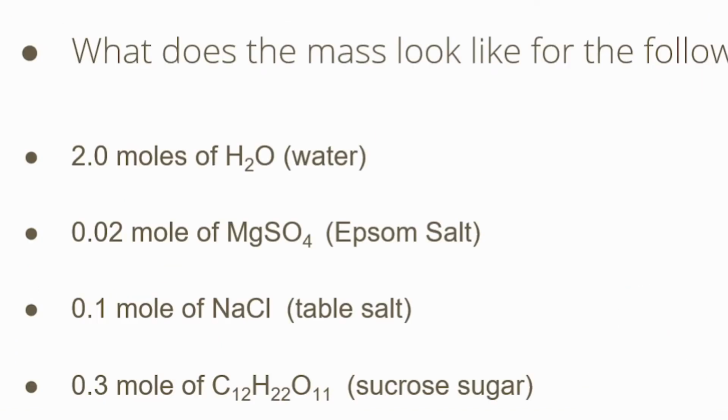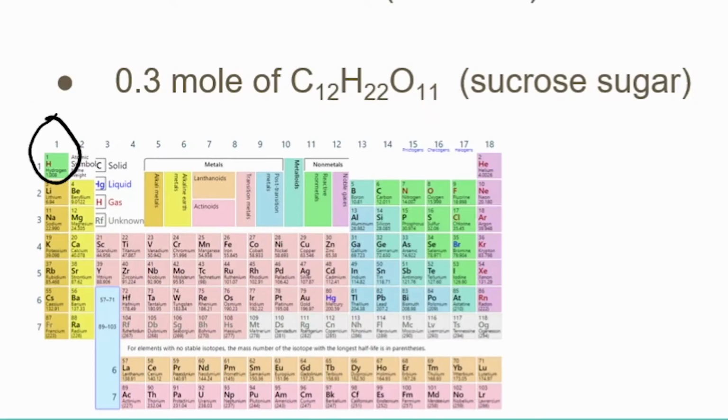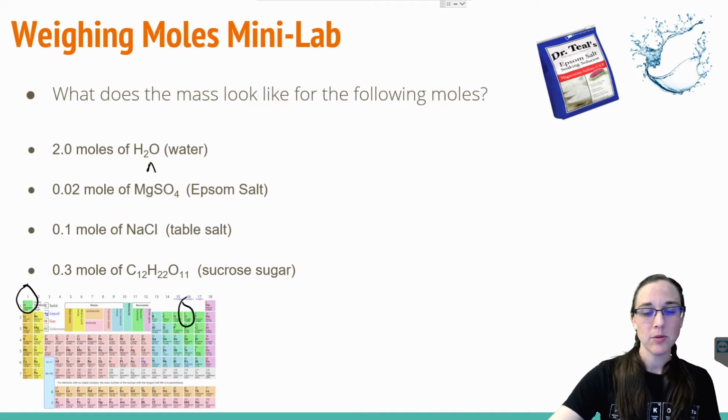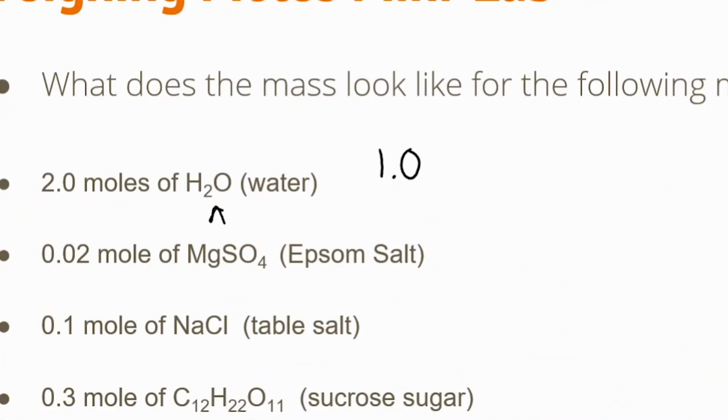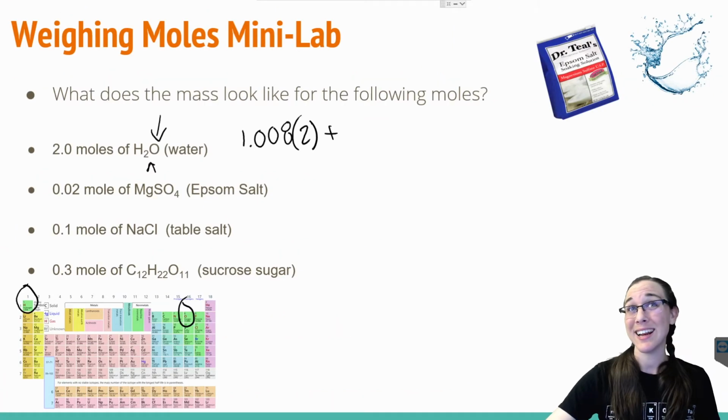So for water, we have 2 H's and 1 O. We need to look on our periodic table for H and for O. When we do so, we see that each H atom has a mass of 1.008, and there happens to be 2 of them. So 1.008 times 2 plus our oxygen, and our oxygen is 15.999, but I'm just going to round it to 16 to make our lives a little bit easier.